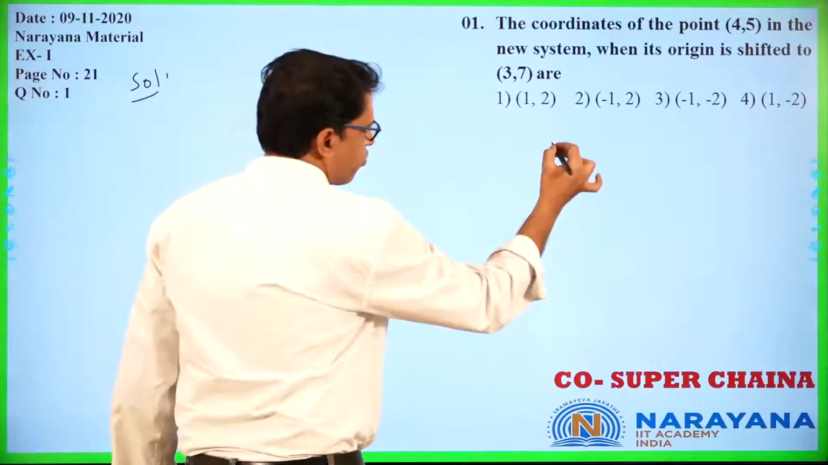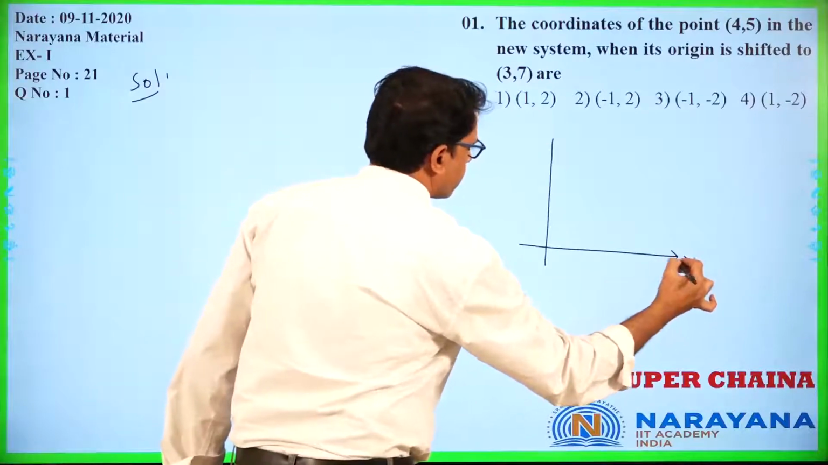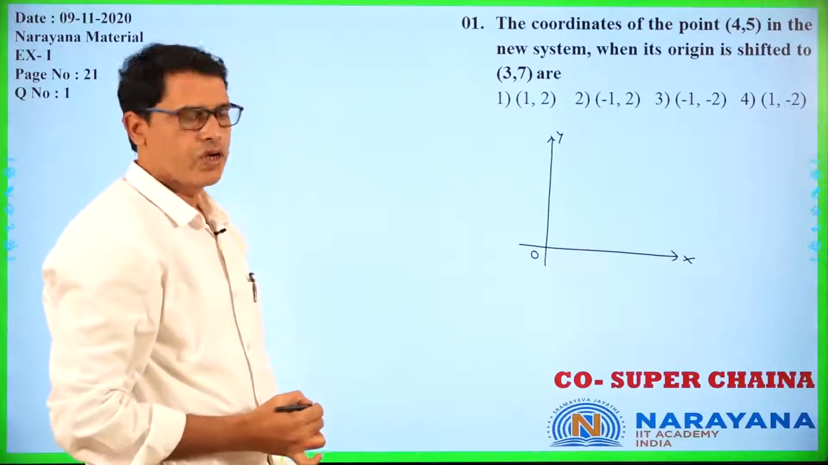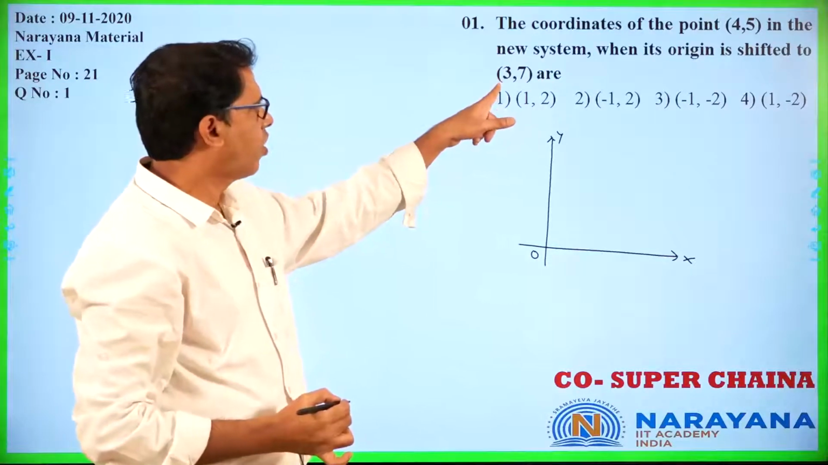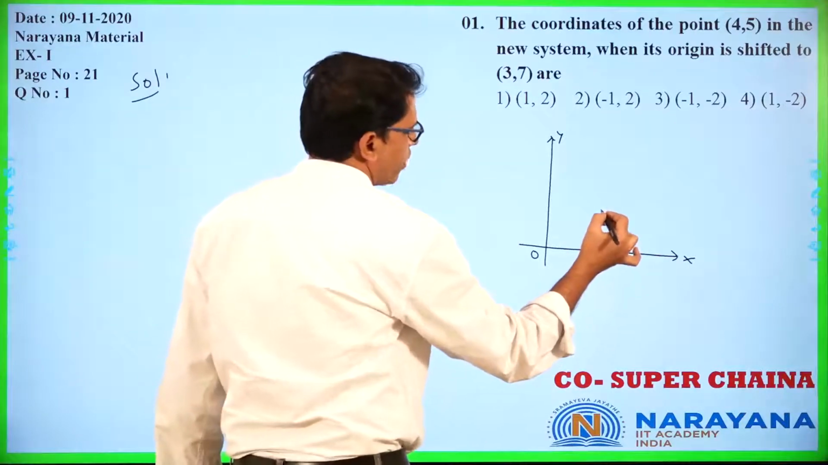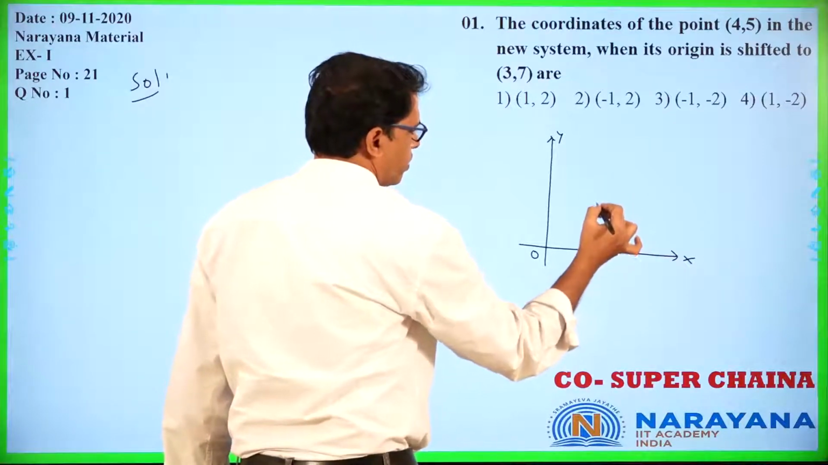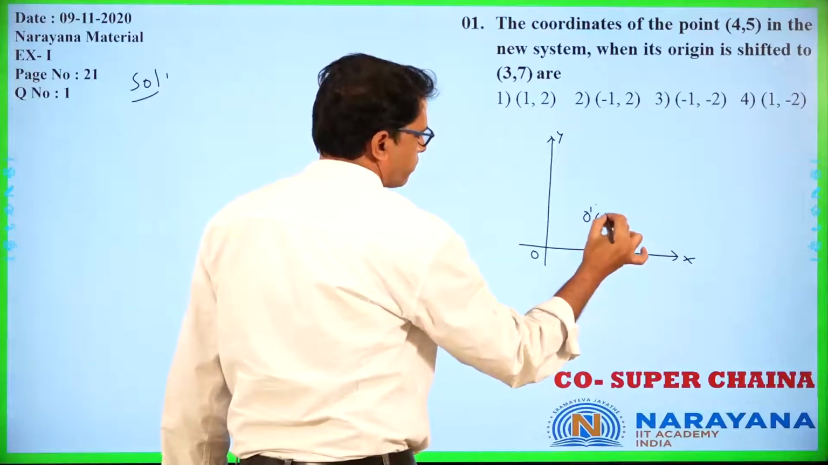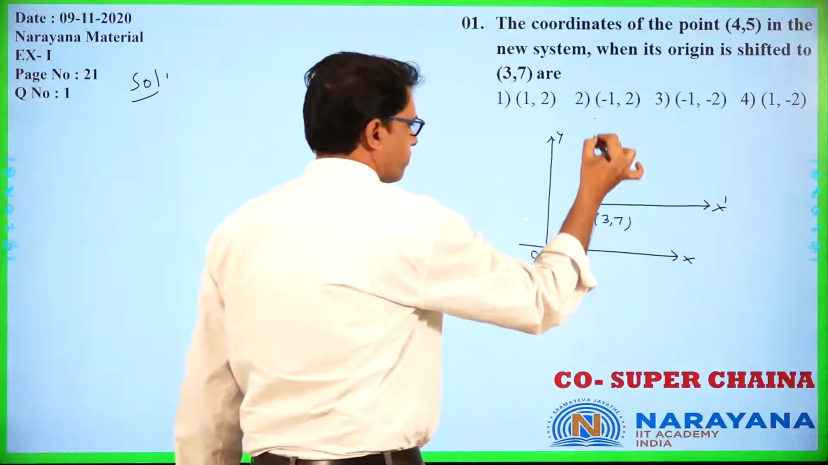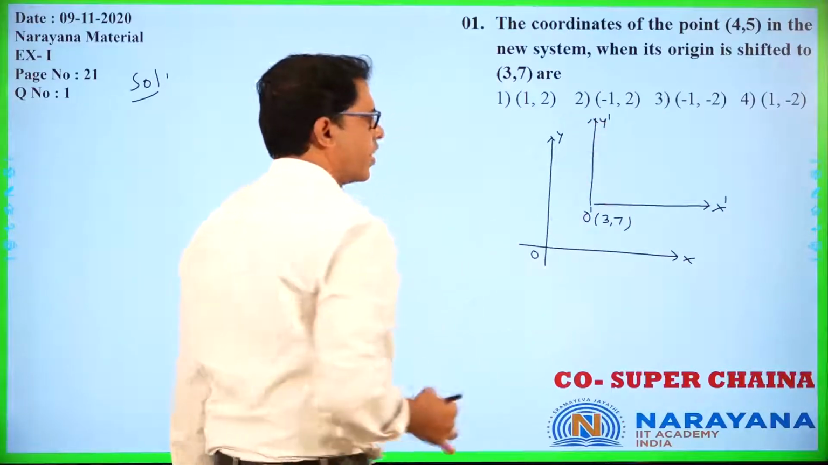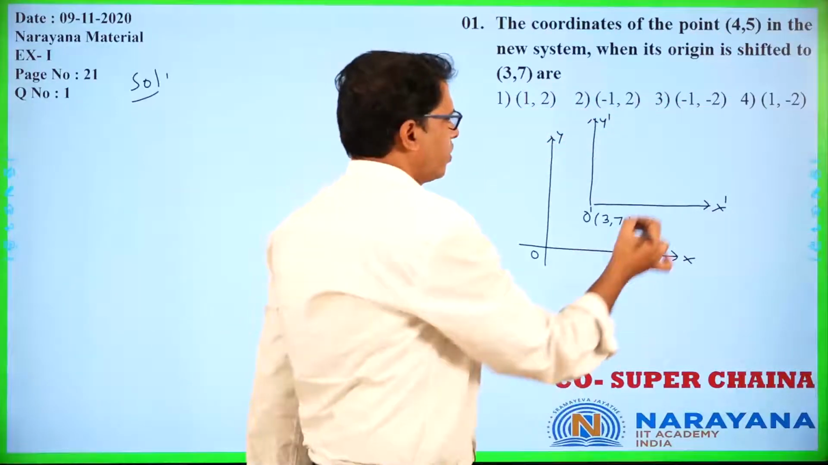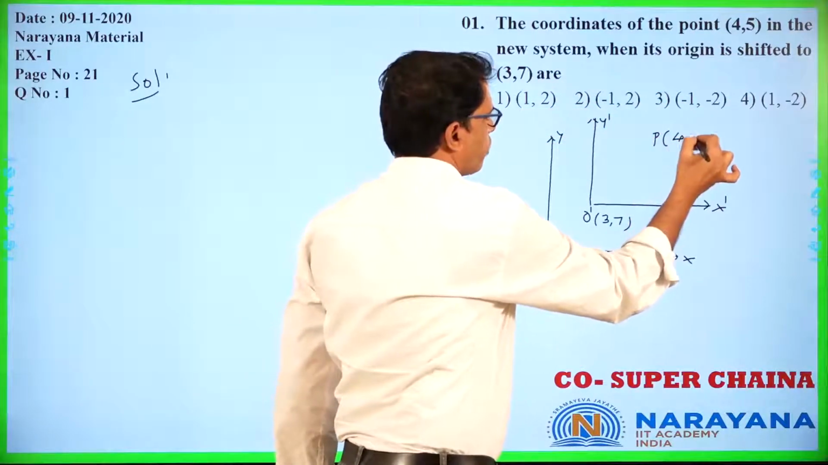Here these are the coordinate axes x and y. This is the origin. What are we doing? We are shifting the origin to where? The origin is shifted to 3, 7. So we are shifting the origin to the point 3, 7. Okay? So this point is 3, 7, and these are the new axes. Now this is the point that already exists, 4, 5. Say coordinates of P are 4, 5.